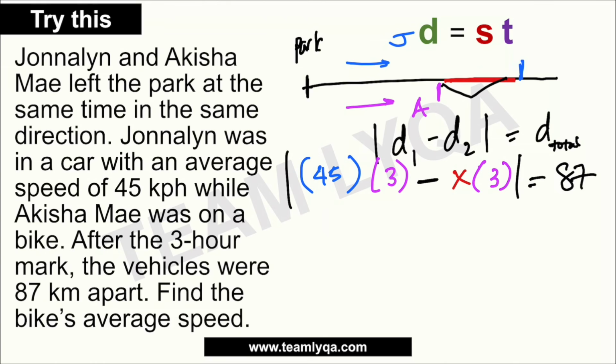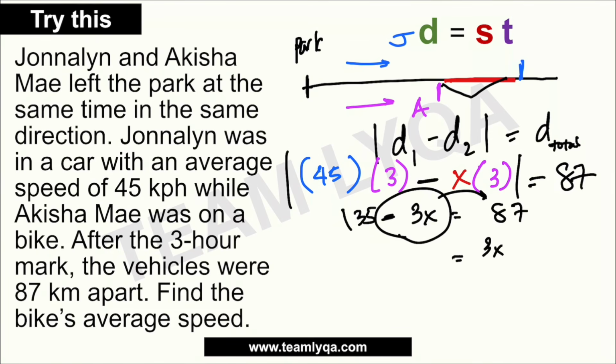Now, isosolve ko lang ng diretso ito. We have 45 times 3. We have that as 135 minus 3x is equal to 87. Now, para maiwan yung x at maging positive pa rin siya, ililipat ko ito sa kabilang side. So, magiging 3x dito. And here you have 135 minus 87.